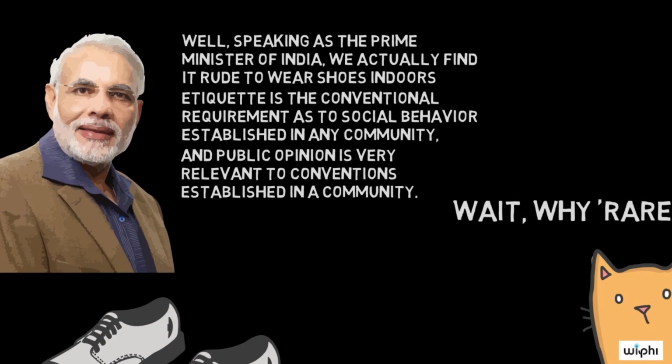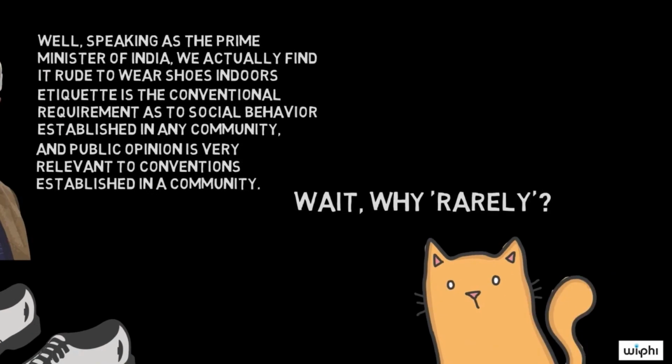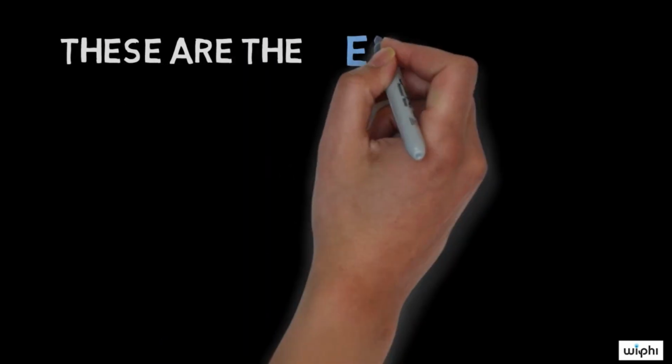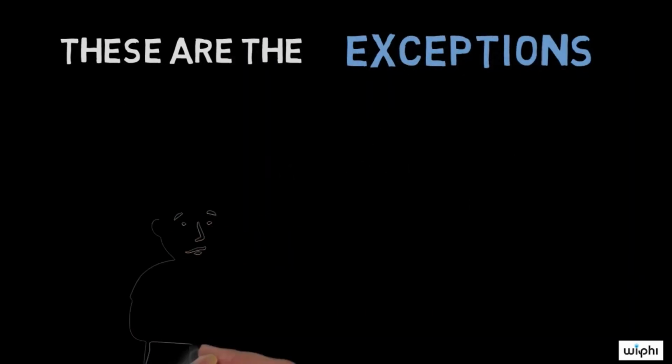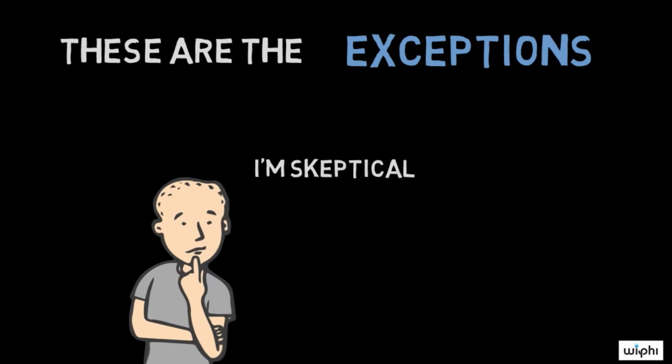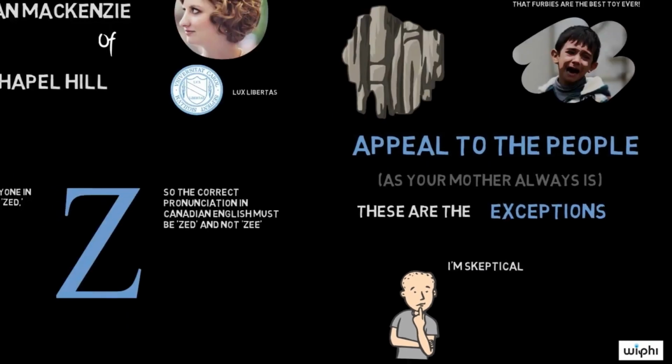Or, suppose that you are having an argument with a friend about how this letter is pronounced in Canadian English. Here's a situation where there would be nothing wrong about making an argument like, almost everyone in Canada says Z, so the correct pronunciation in Canadian English must be Z and not Z. Keep in mind, however, that these examples are the exceptions and not the rule. Most of the time, it's a good idea to be suspicious of arguments that attempt to establish the truth of a conclusion by appealing to popular opinion.